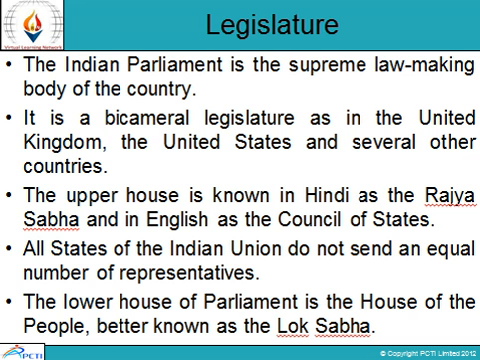Now coming towards the legislature. The Indian Parliament is the supreme law-making body of the country. It is a bicameral legislature as in the United Kingdom, the United States, and several other countries. The upper house is known in Hindi as the Rajya Sabha and in English as the Council of States. All states of the Indian Union do not send an equal number of representatives. The lower house of parliament is the House of the People, better known as Lok Sabha.